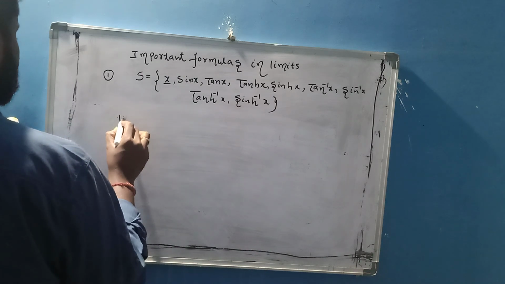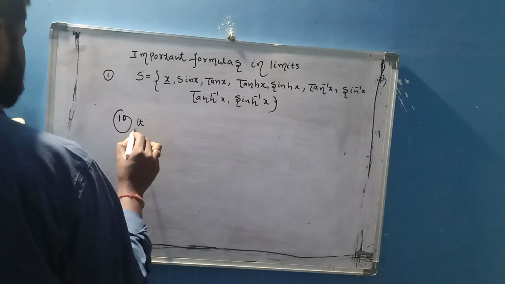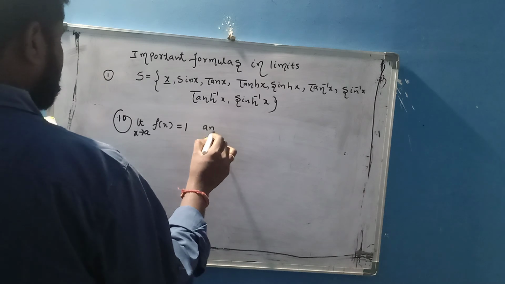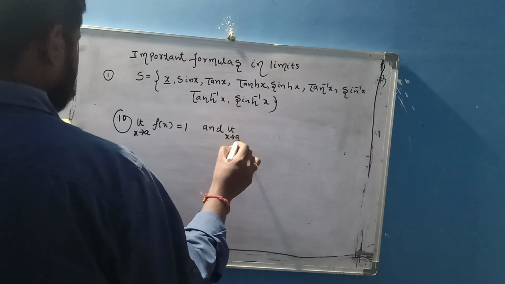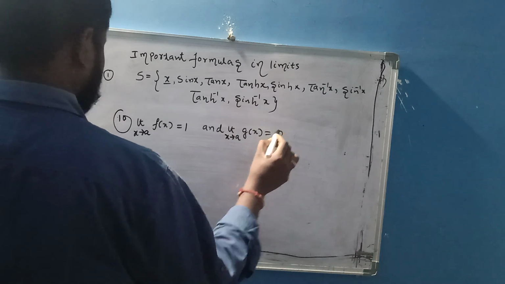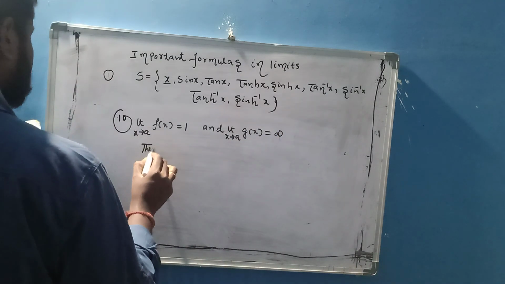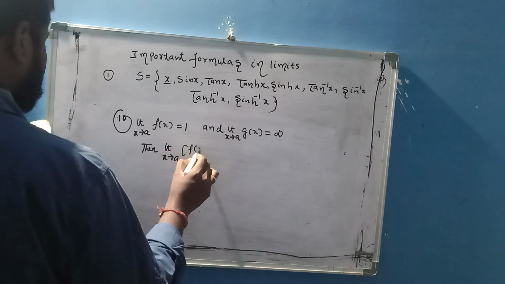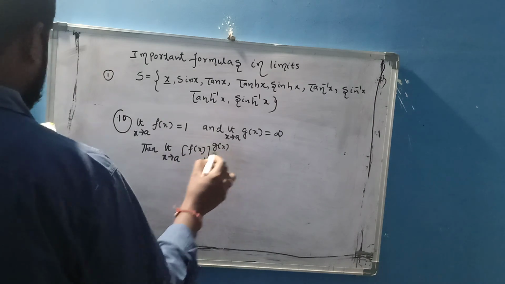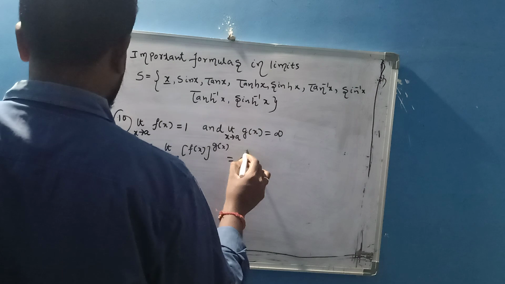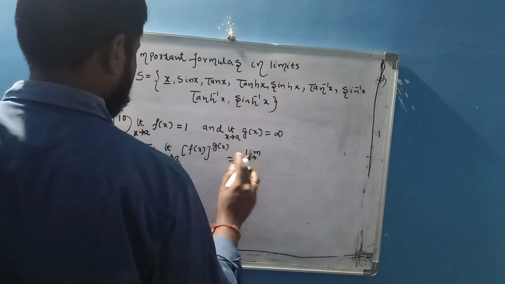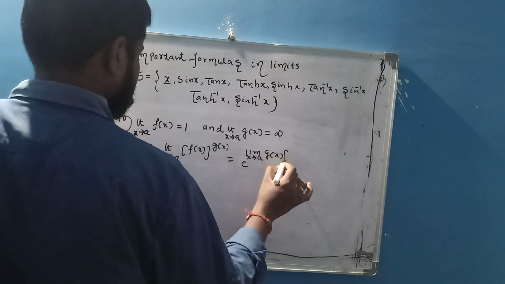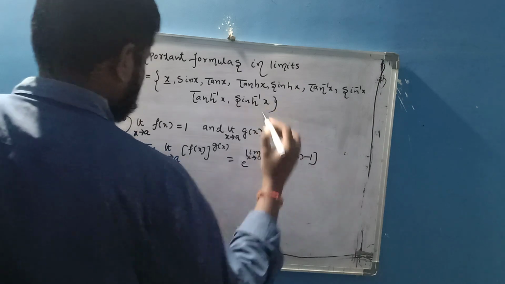Next. Very important formulas, na? 10th and 11th. Please see that. If limit x tends to a, f of x equal to 1, and limit x tends to a, g of x equal to infinity, then limit x tends to a, f of x power g of x equal to e power limit x tends to a, g of x into (f of x minus 1). This is the formula.